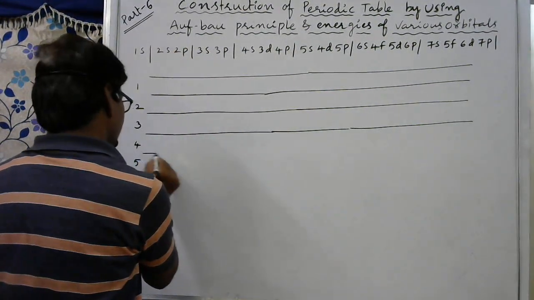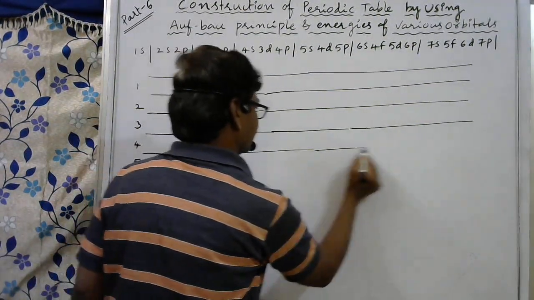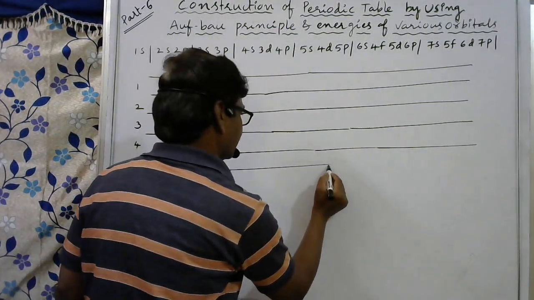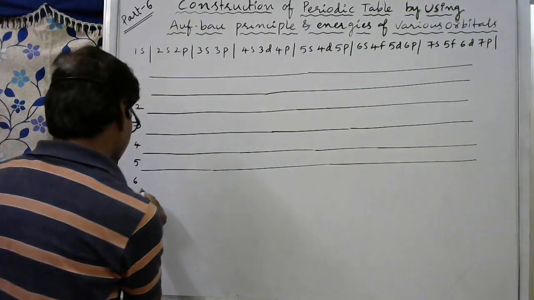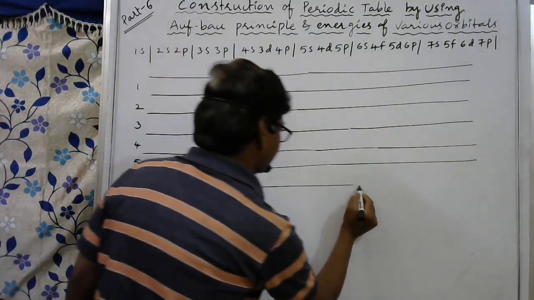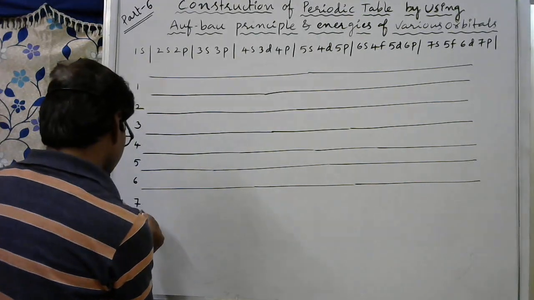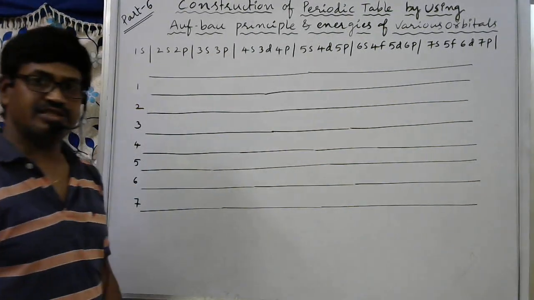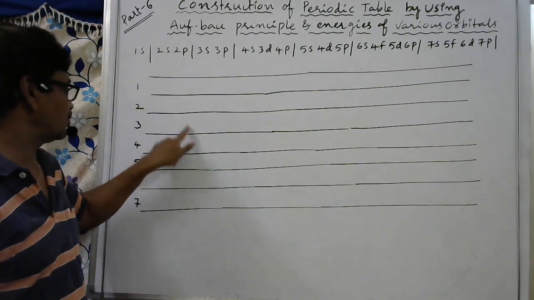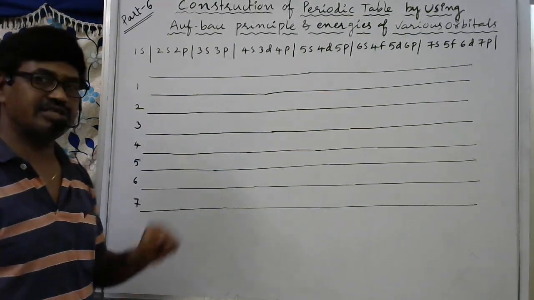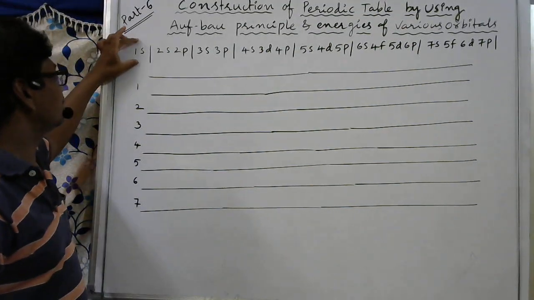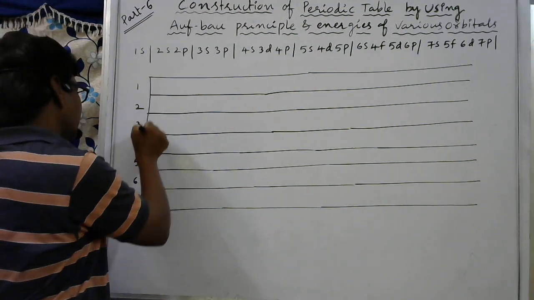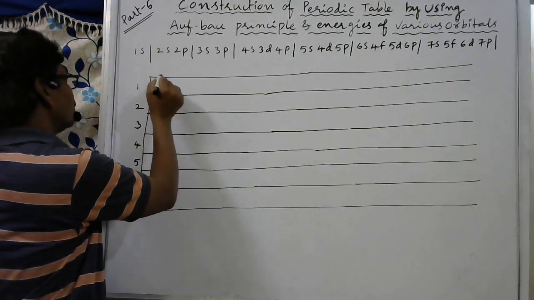This is the rough diagram. Fourth period. This is the fifth period. Then the sixth period. Then this is the seventh period. Total how many? 7 periods are there. First, second, third, fourth, fifth, sixth, and seventh period. And the first period contains only 2 elements. Here, see, this is the first period.